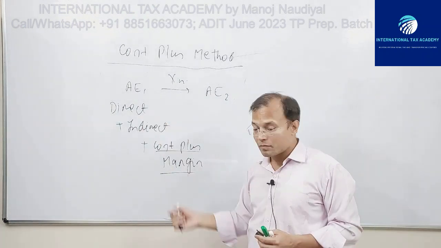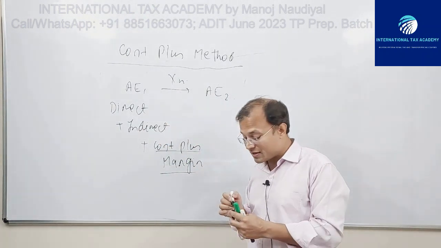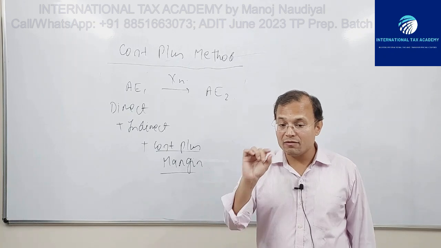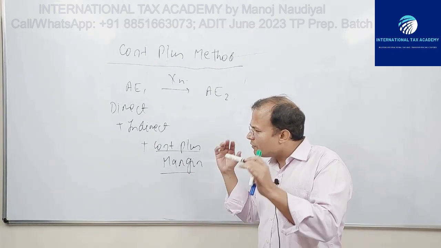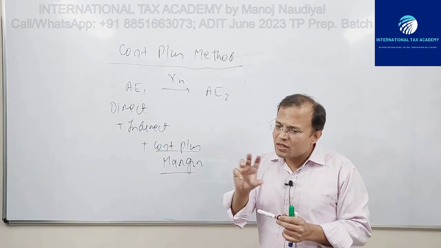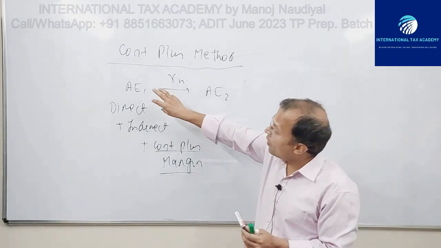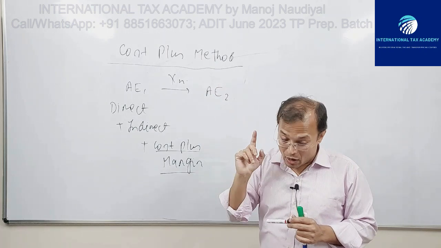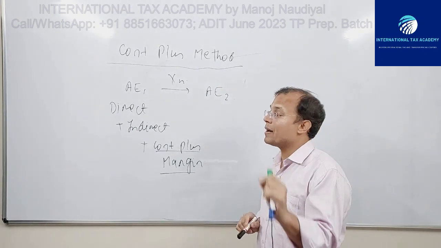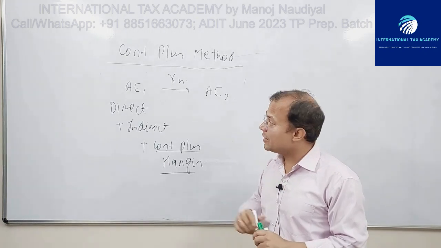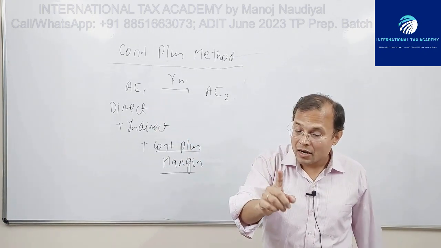So direct cost plus indirect cost plus cost plus margin, and this cost plus margin will be in accordance with the functional profile of this AE1. Now, although I have not mentioned this, you must remember and appreciate very clearly that this AE1 is the, okay, let me ask.